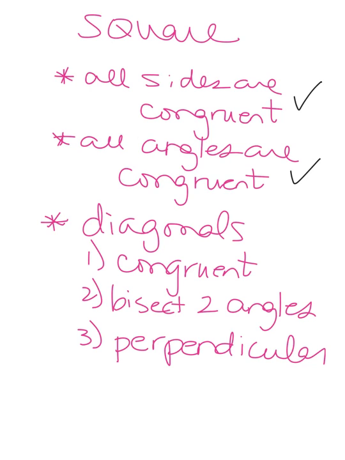Now when looking at the diagonals, we know that they're congruent because rectangles have congruent diagonals, and because it's also a rhombus, they will bisect two angles and they will be perpendicular. In addition to that, remember in dealing with all parallelograms, the diagonals will bisect each other as well.